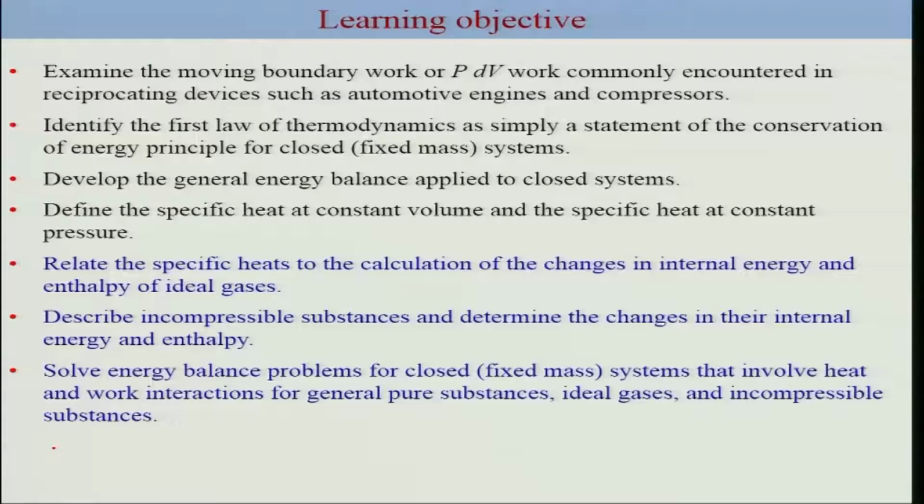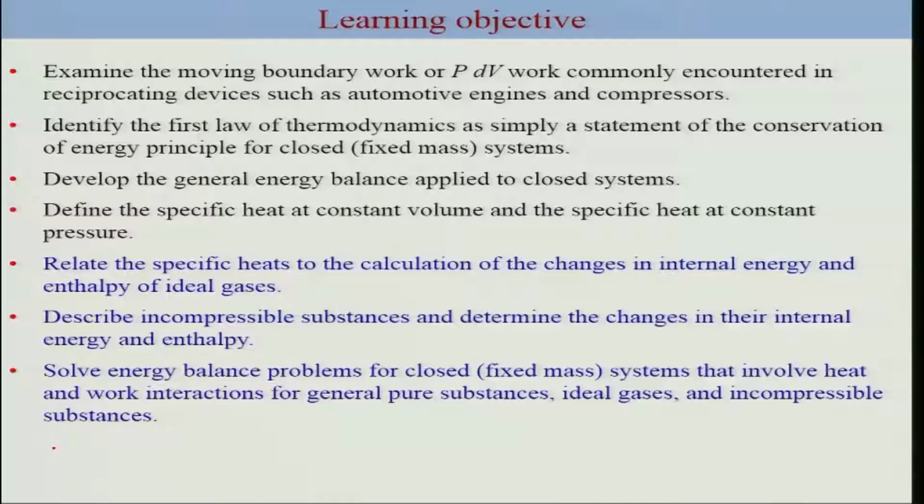Okay, welcome back to the energy analysis of closed systems, which we were discussing. This is the last part of this particular module. So we were discussing the specific heat of ideal gas. In this module we are going to discuss a bit more, and then we'll discuss the incompressible part, followed by some examples.